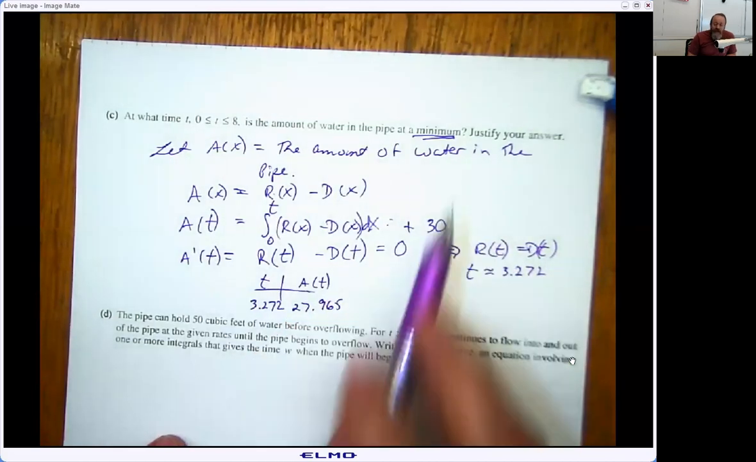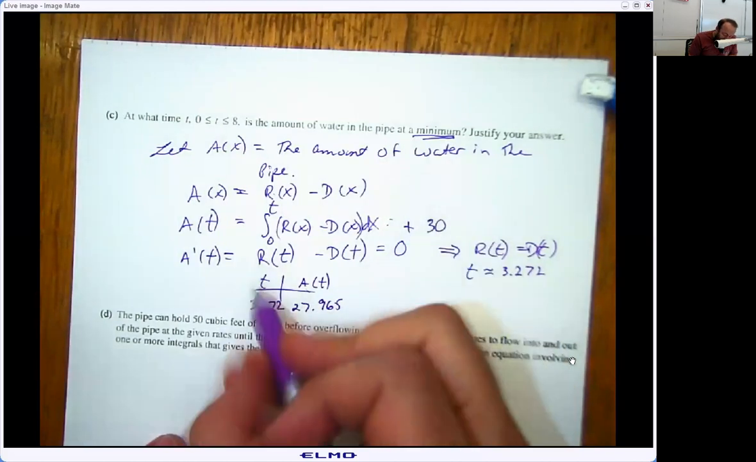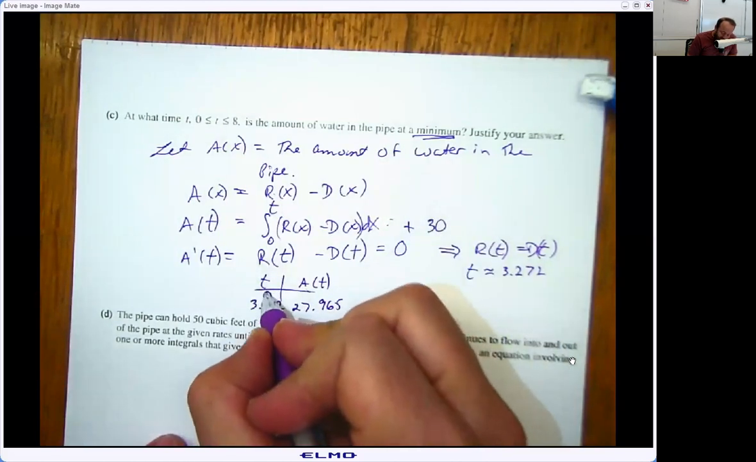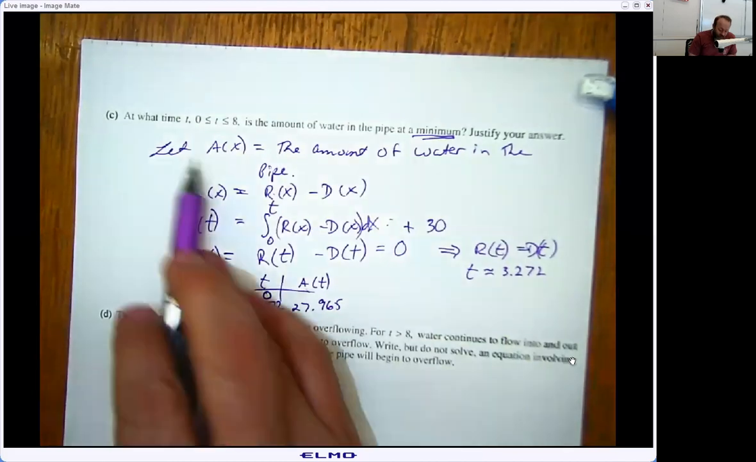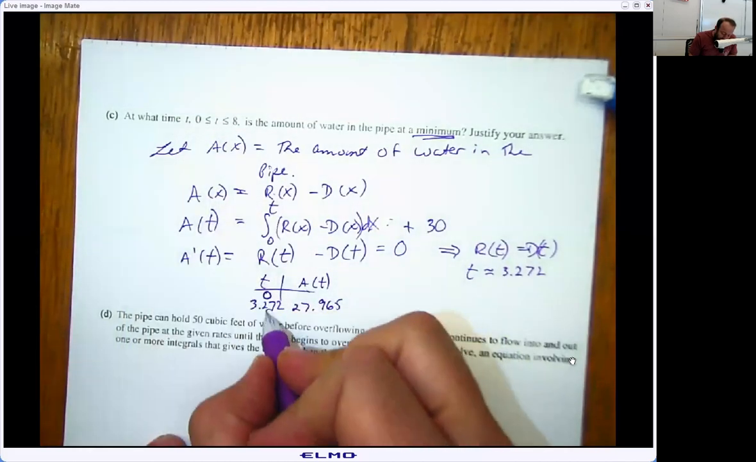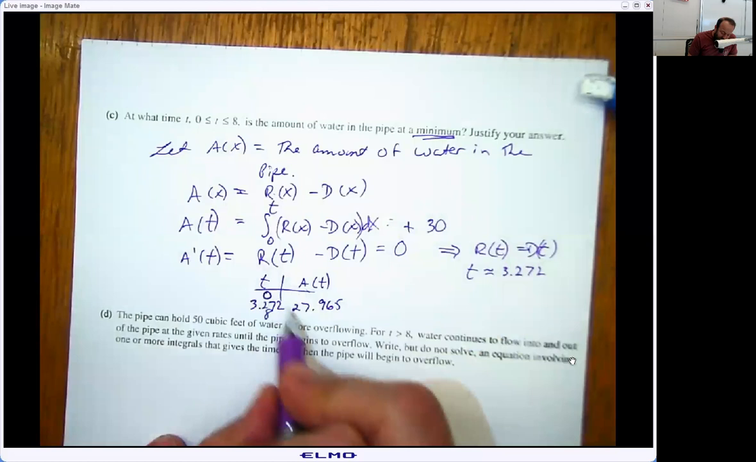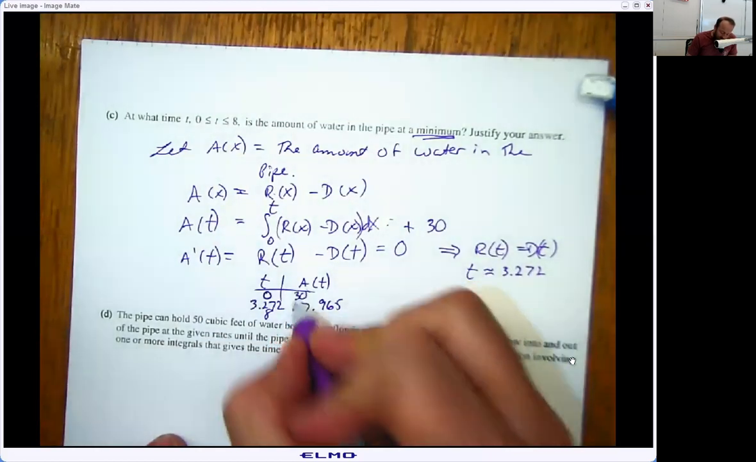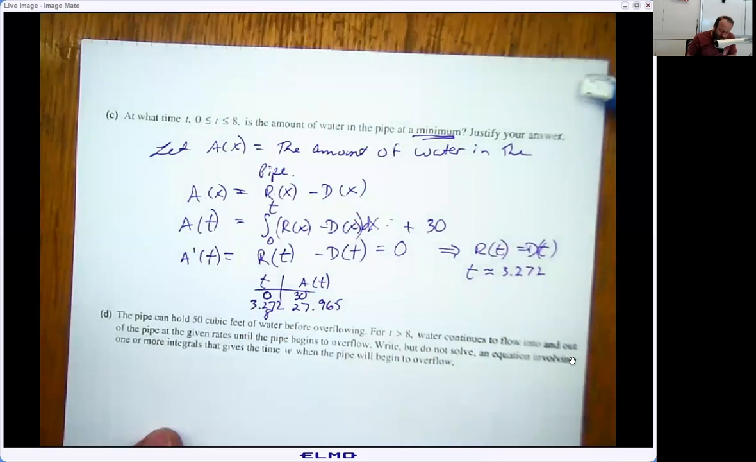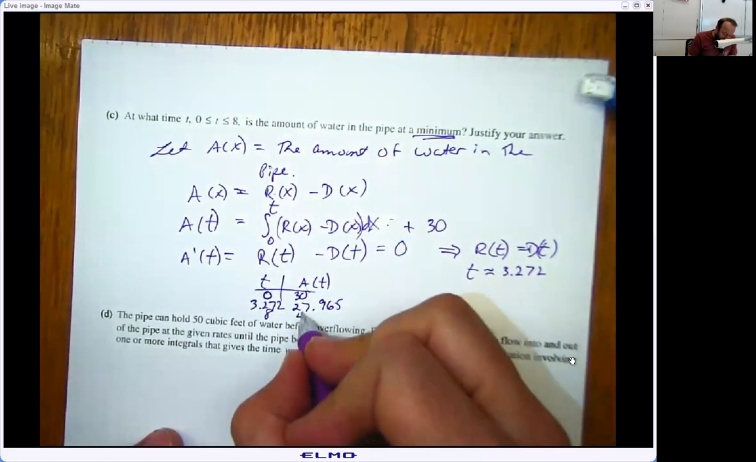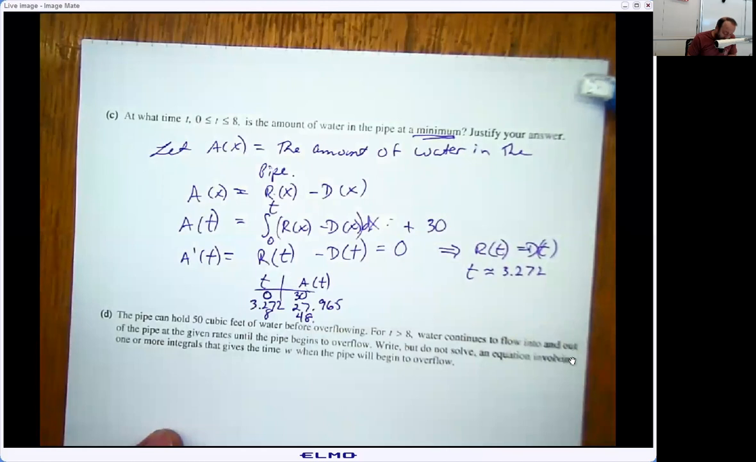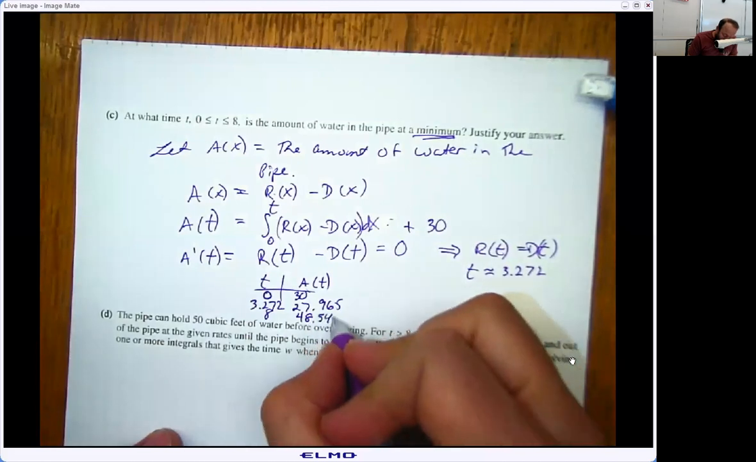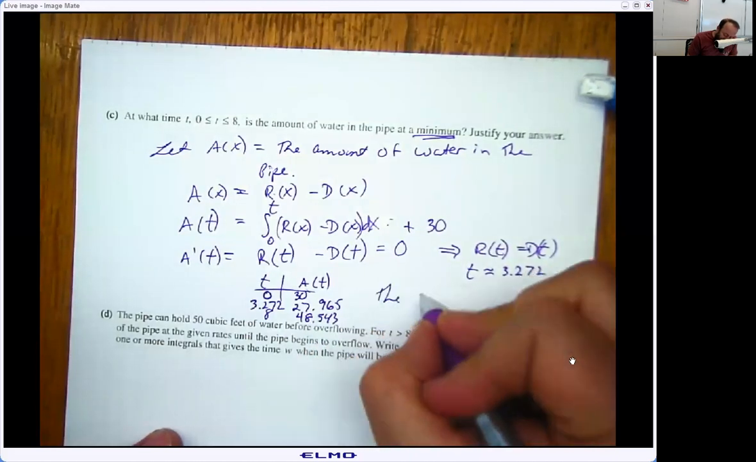But in addition to doing that for a minimum, you're also supposed to check the endpoints. So one of the endpoints, of course, for this particular interval went from 0 to 8. If you try that same exact evaluation, doing an integral from 0 to 0, of course, all you're going to have is the 30 cubic feet of water that started our story. And if you try that again with the number 8, you'd get 48.543 cubic feet.